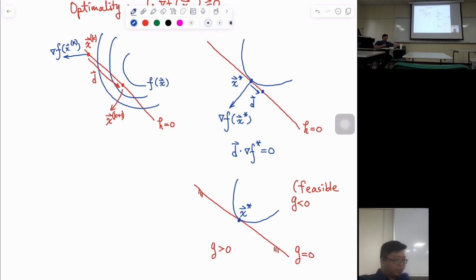So what is the direction of gradient g? It's going to be this way, toward the positive side. So this is your gradient g at the optimal. What would be your feasible perturbation? You can move your point to here, to here, to here. Your d can be any of those green vectors, but very small.